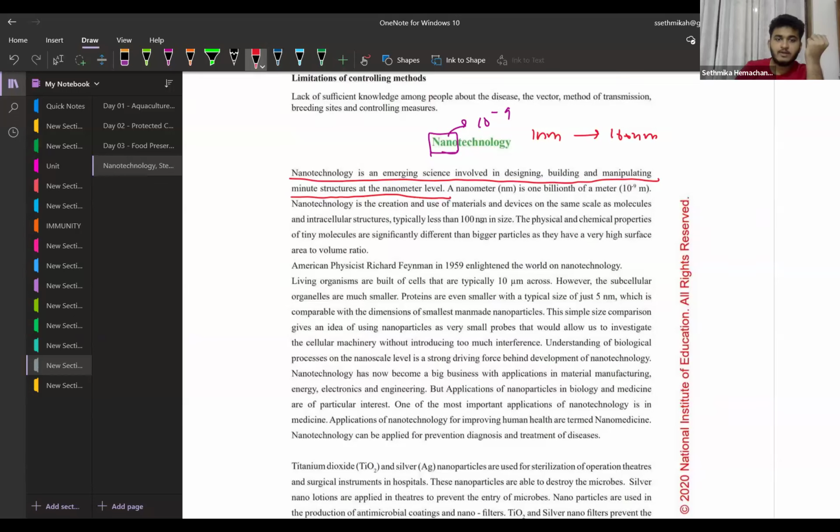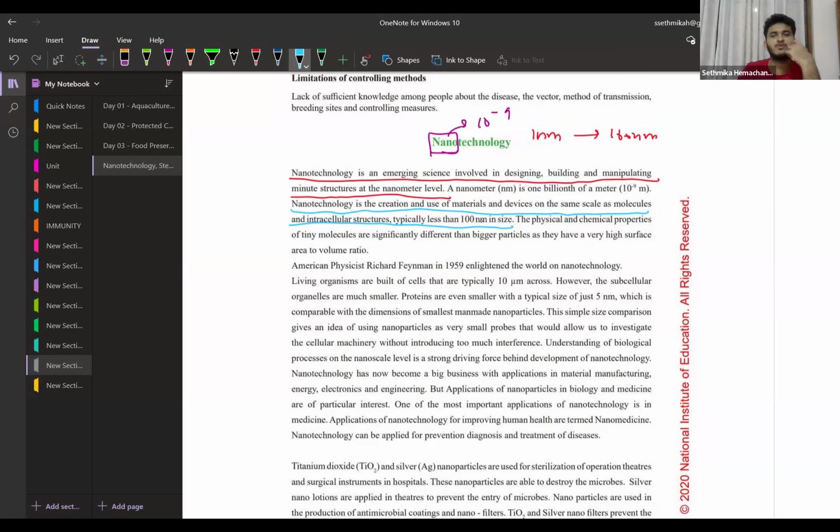There's another definition, but I don't think it's the best definition. I think the first one would be the best. Nanotechnology is the creation and use of materials and devices on the same scale as molecules and intracellular structures, typically less than 100 nanometers in size.